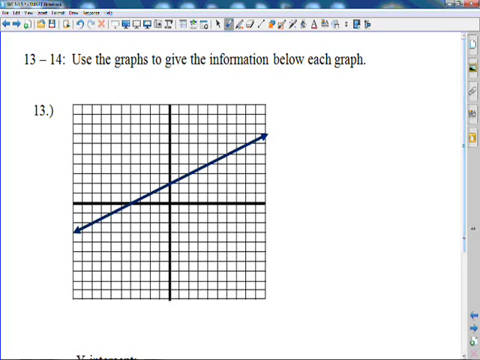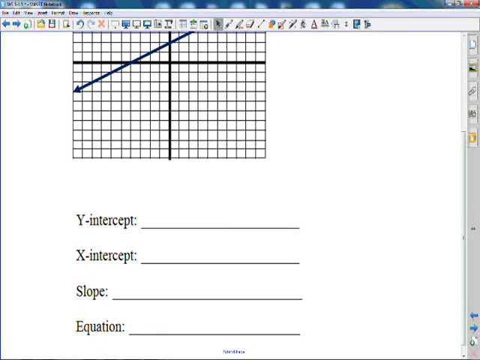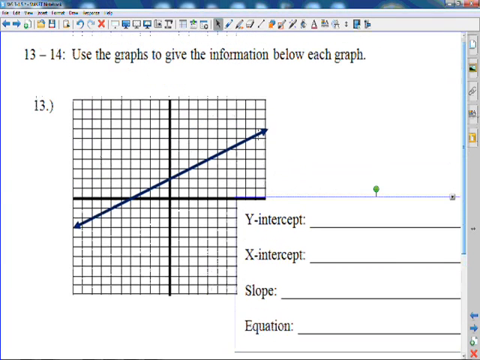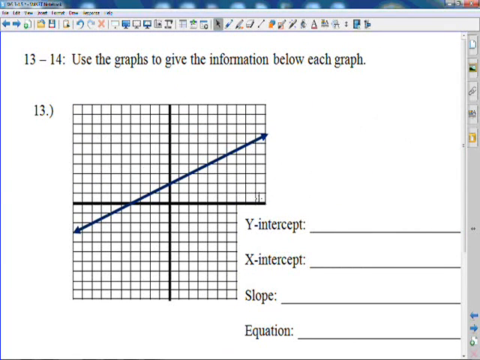There's my next one. Let me move this up over here. There we go. All right, let's find, first it says the y-intercept. The y-intercept is right here: 0, 2. My x-intercept crosses right here: 1, 2, 3, 4. That is 4, 0.